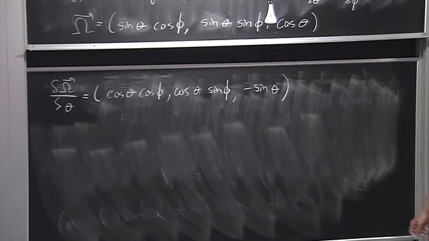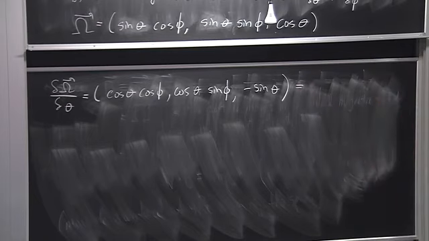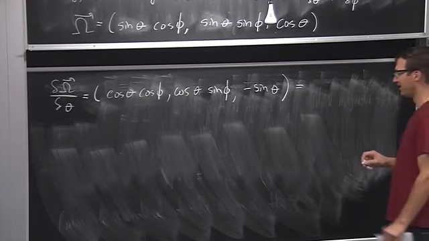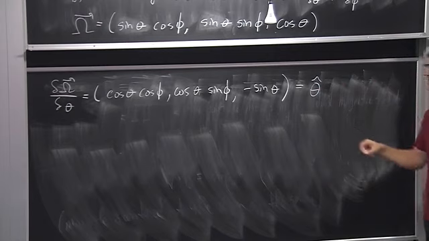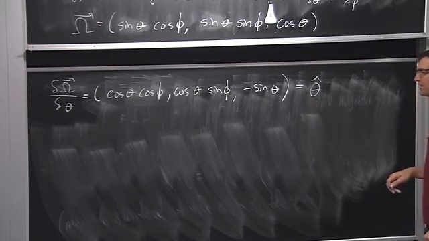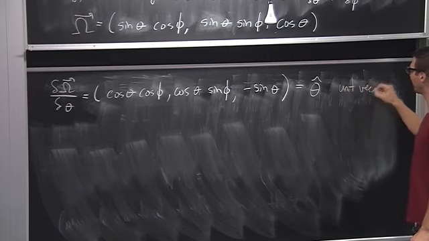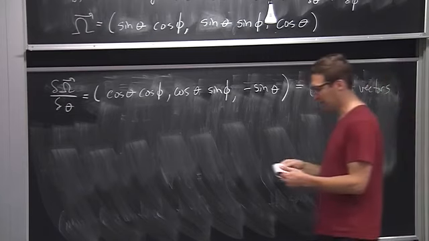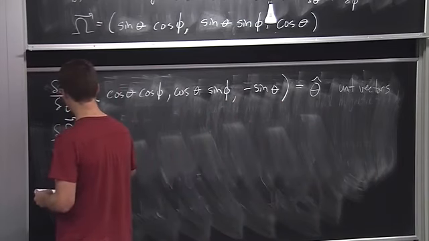Okay, good. So maybe it's not obvious by looking at it, but if you Google it like I did, you see that it's just theta hat, just the unit vector. That's how all these things work, right? Up to the scale factors, you take these derivatives, you get the unit vectors out. So it's actually the same thing for the phi derivative.